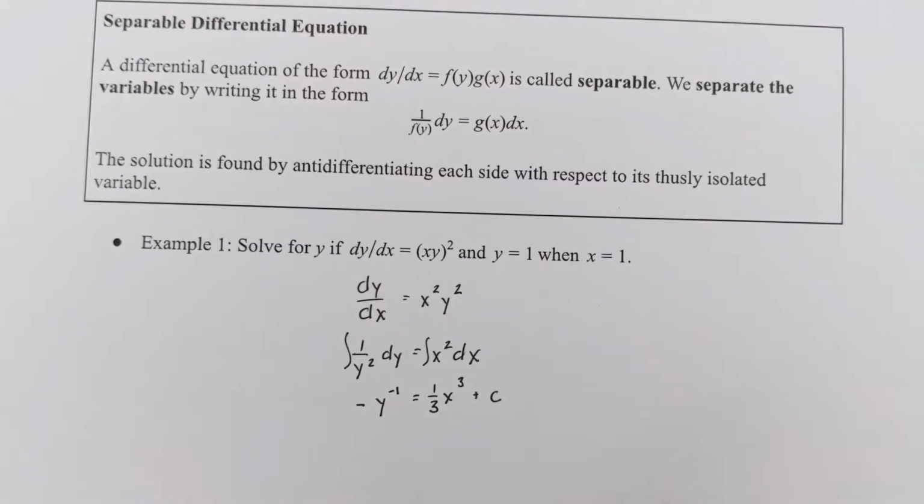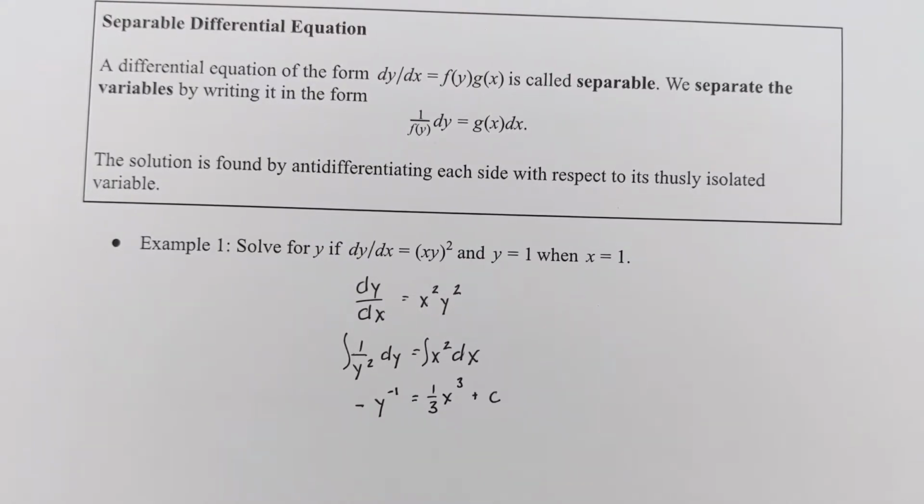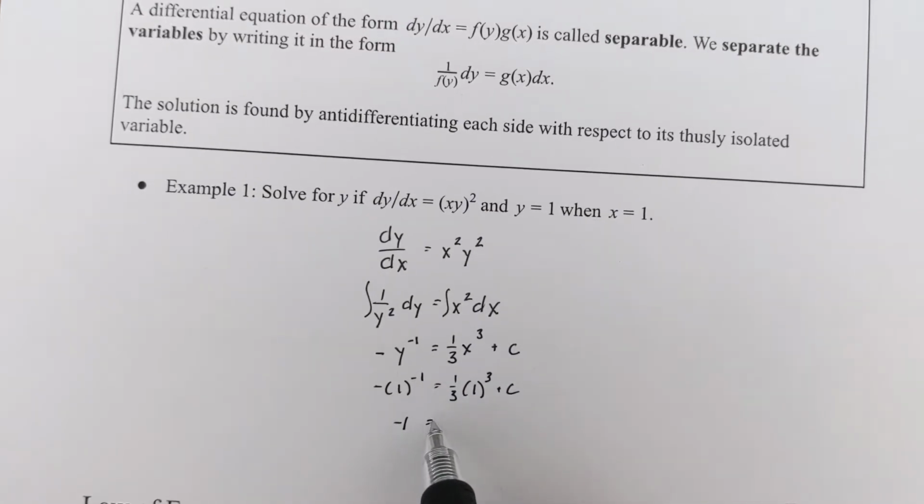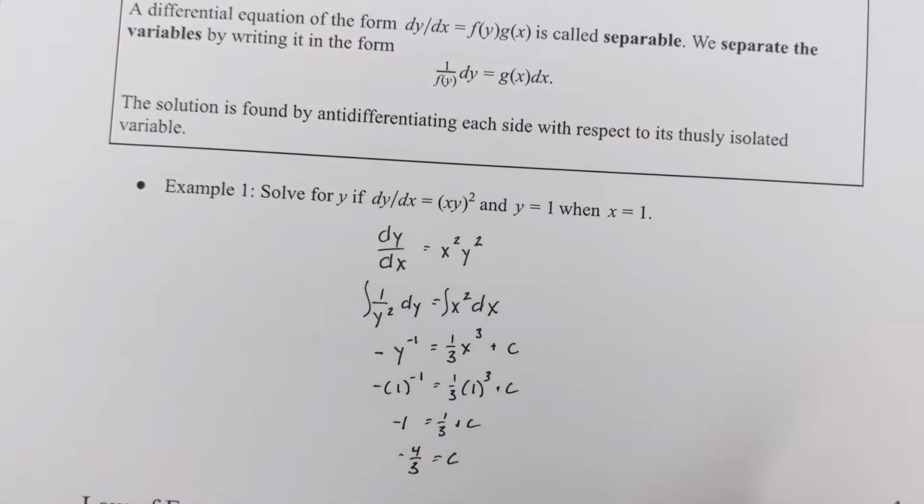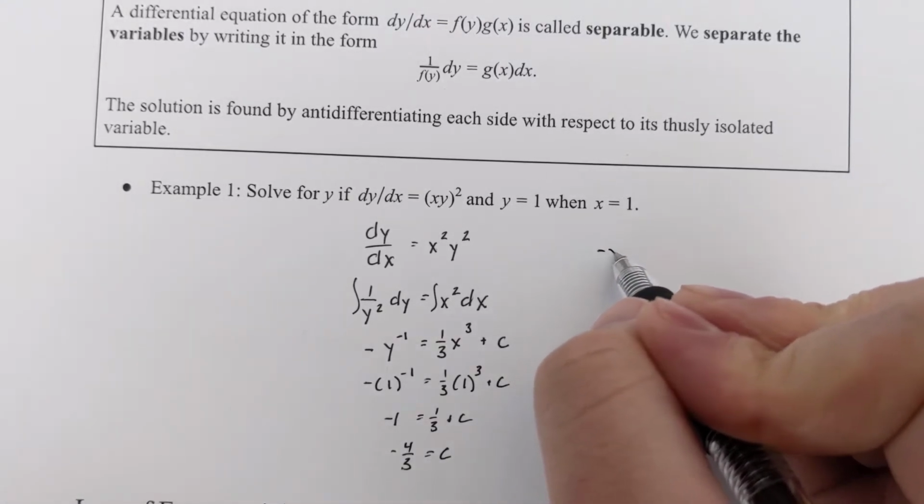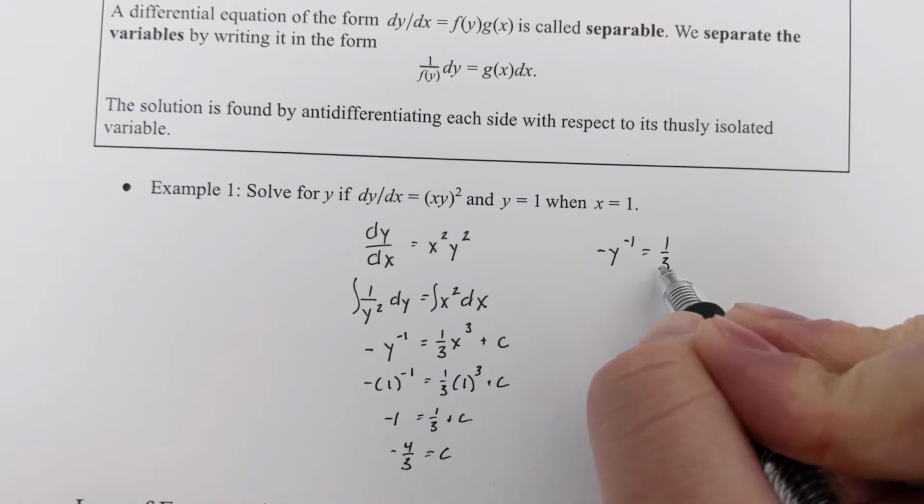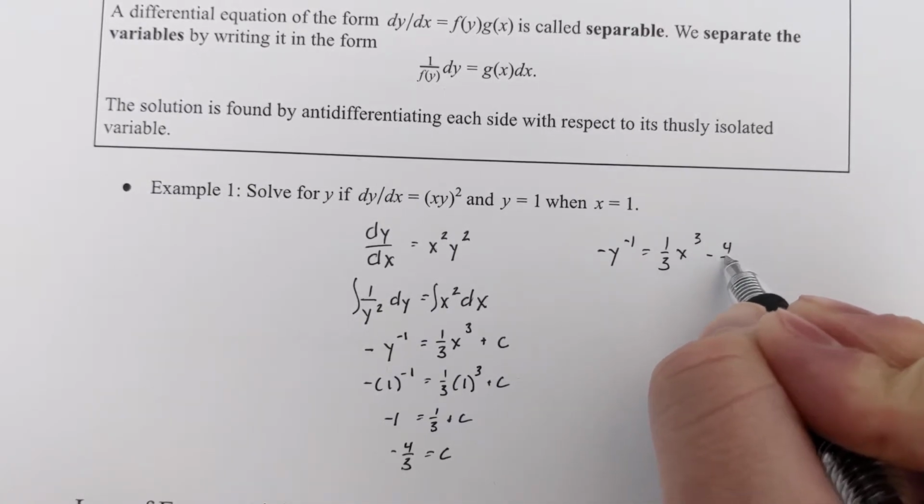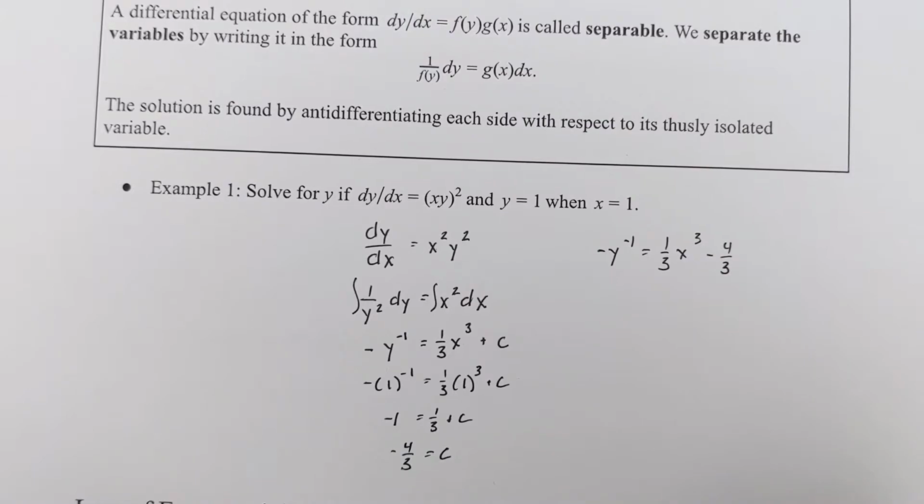We can find the value for c because I know the values that x and y go through. So if y is 1 and x is 1, this becomes negative 1 times 1 to the negative 1 equals 1/3 times 1 cubed plus c. So this is negative 1 equals 1/3 plus c. So c is negative 4/3. Now I come back up here. So negative y to the negative 1 equals 1/3 x cubed minus 4/3. So I'd have this equation.